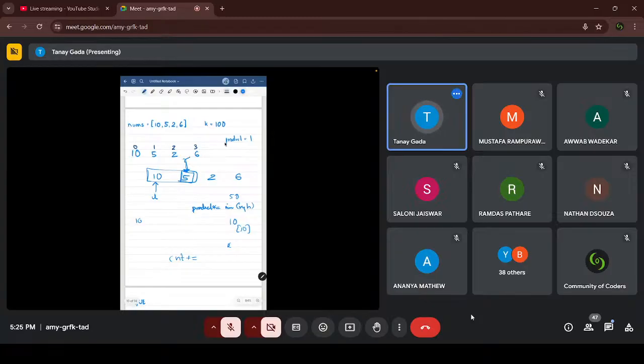Whatever the size of this window is, that many subarrays are contributing to our answer. So it would be R minus L plus 1. So here it's R 1, L 0. So 1 minus 0 plus 1 is 2. And we are getting 2 subarrays, 10 comma 5 and 5.